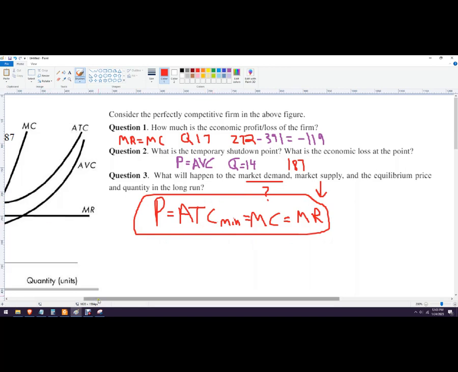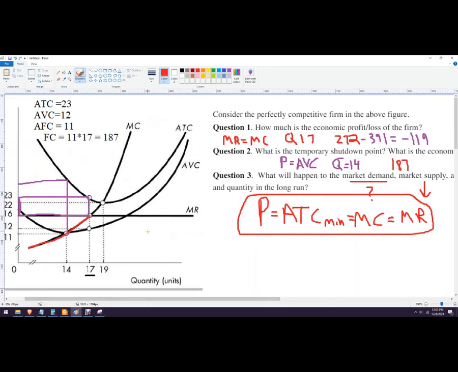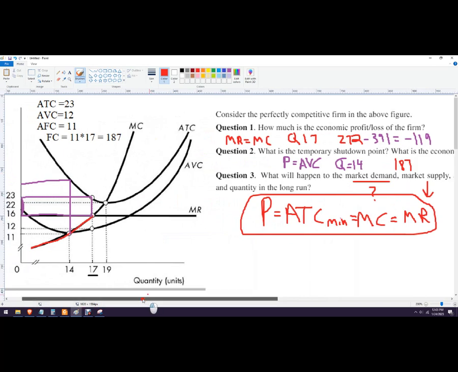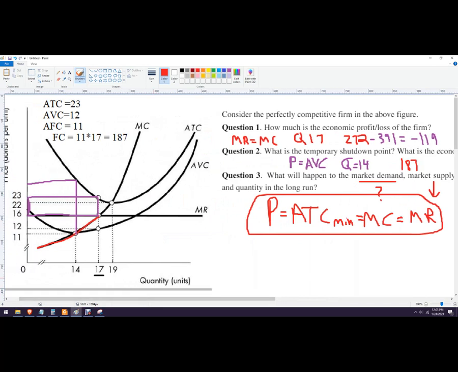That's how to do it based on a graph. You can redo it with a different type of graph, but that's how to review for perfectly competitive markets and firms.